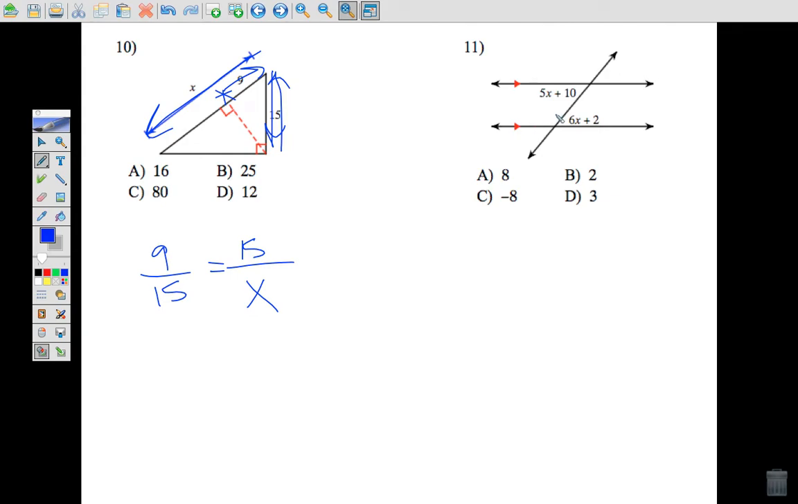Okay, these are corresponding angles, so you're just going to set them equal to each other. Not corresponding, don't listen to me. Alternate interior, my bad.